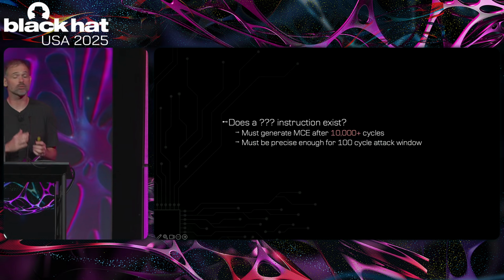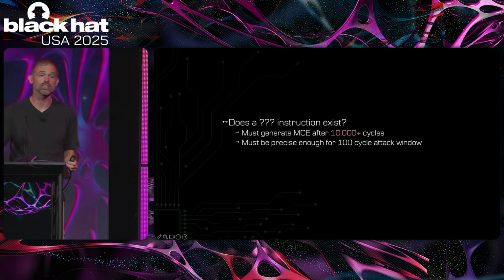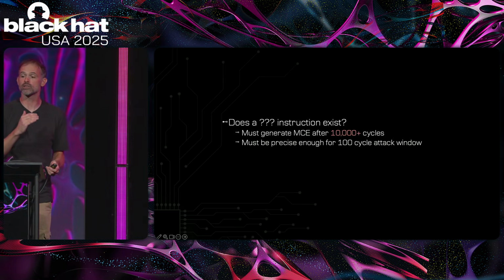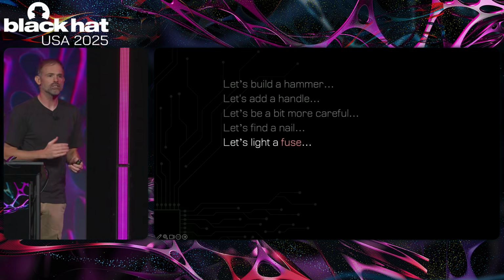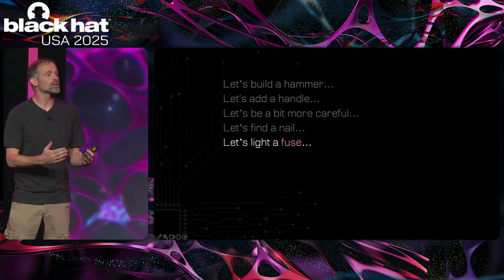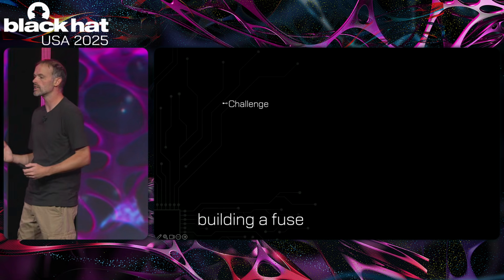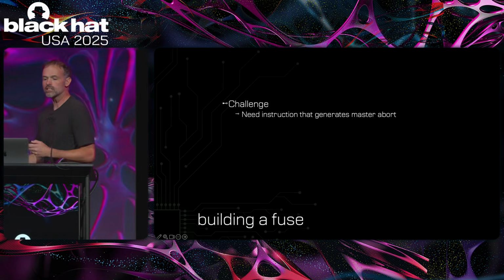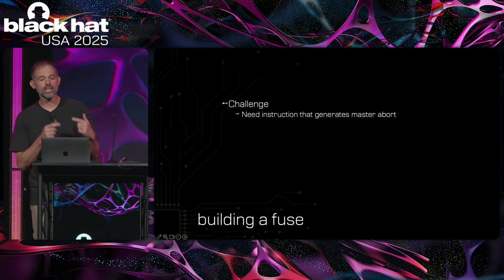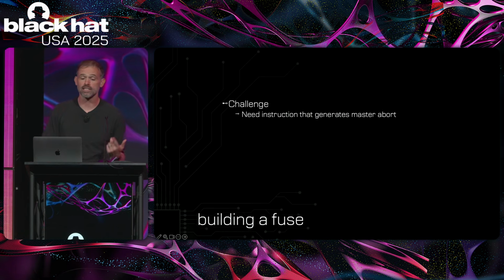It has to generate a machine check after 10,000 cycles, still be precise enough to deliver that machine check within a 100-cycle window. So I kind of think of this as like a fuse. We need some way to delay the delivery of our machine check a really, really long time. But there's a challenge here as well. We need an instruction that generates a master abort. That's how we get our machine check.